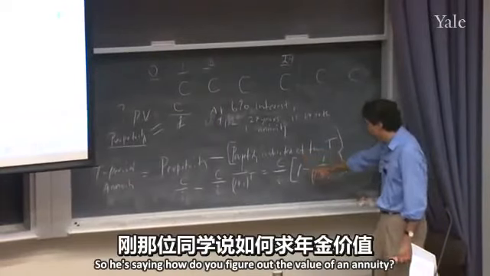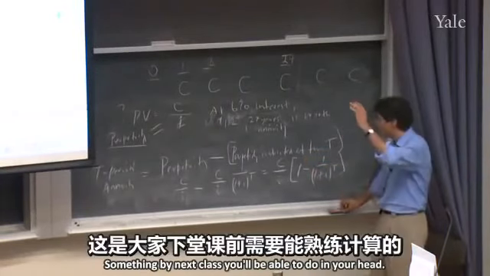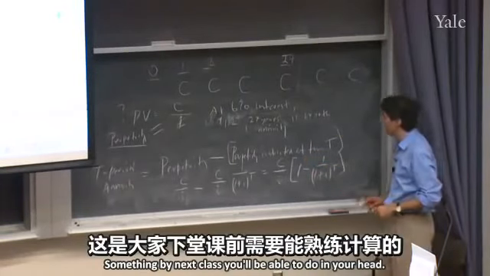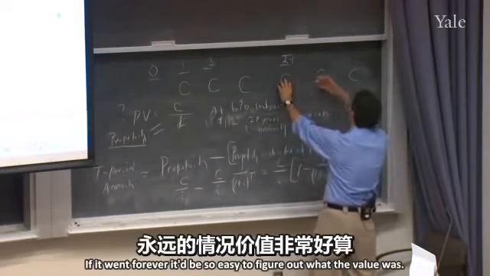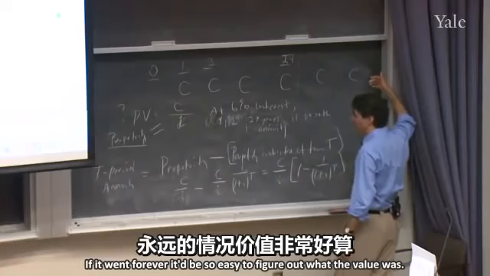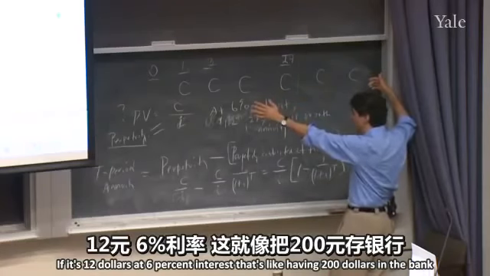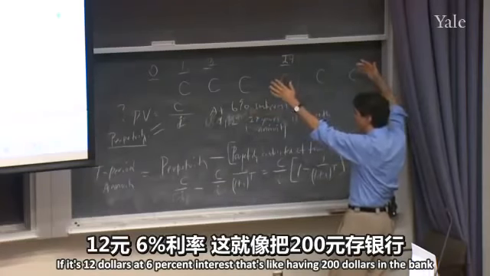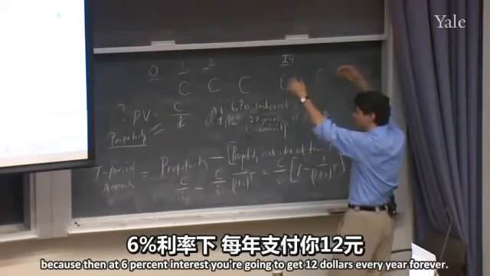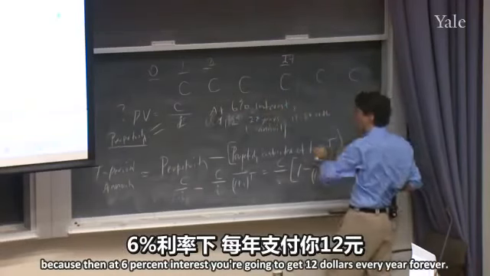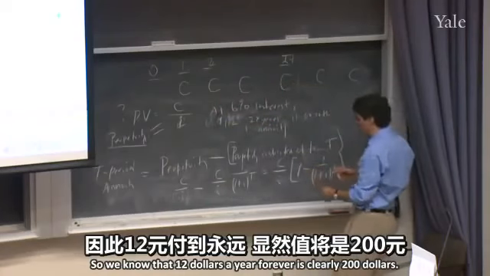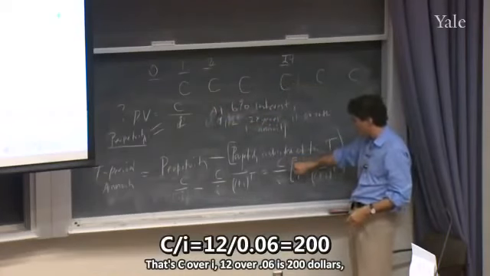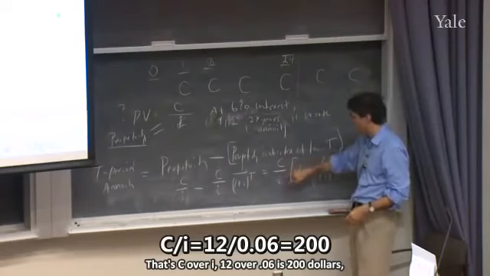So he's saying, how do you figure out the value of an annuity? Something by next class you'll be able to do in your head. Take the cash flow that you get every year. If it went on forever, it would be so easy to figure out the value. If it's $12 at 6% interest, that's like having $200 in the bank, because then you're going to get $12 every year forever. That's C over I: 12 over 0.06, it's $200.